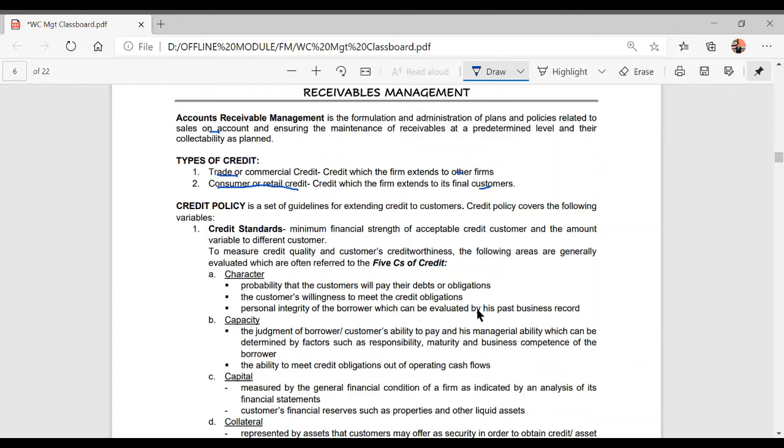So kung ang naay large na company or dako nga company nagpautang sa another company, so that's a commercial credit. But if the company is extending utang to a customer and the customer is the final users of the products, dili na niya ibaligya, then that's a consumer or a retail credit.